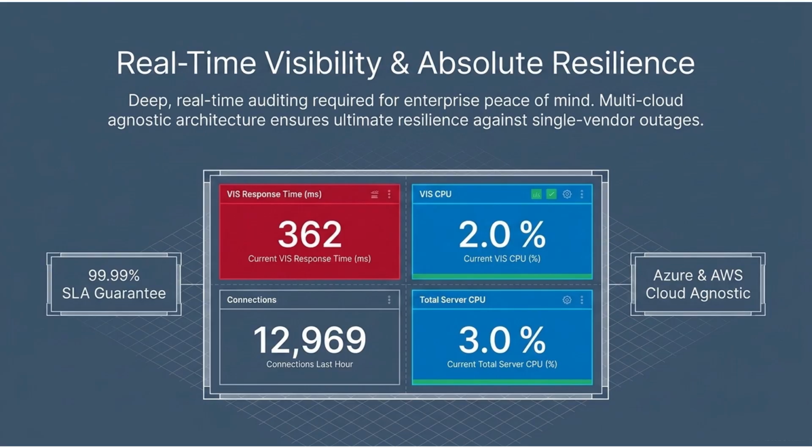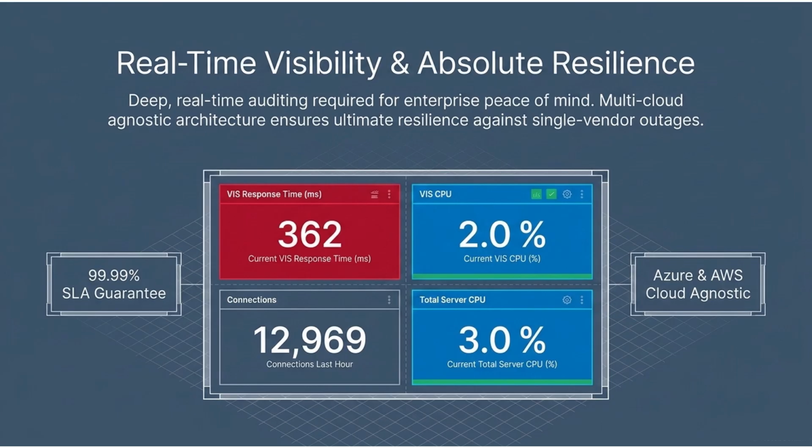I have to play devil's advocate again here. Four nines means you're promising less than an hour of downtime for the entire year. With the complexity of the internet, how can any vendor guarantee that? They can guarantee it because of their architecture. To back that SLA up, they provide deep real-time auditing dashboards. You can see the VIS response time measured in milliseconds, active connections over the last hour, and total server CPU usage.